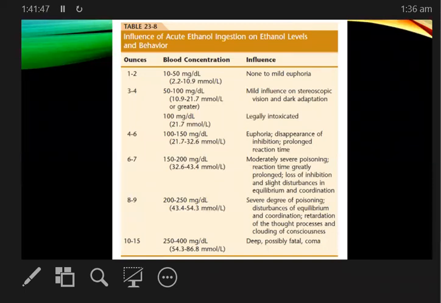By the way, alcohol is considered to be the most commonly abused substance.